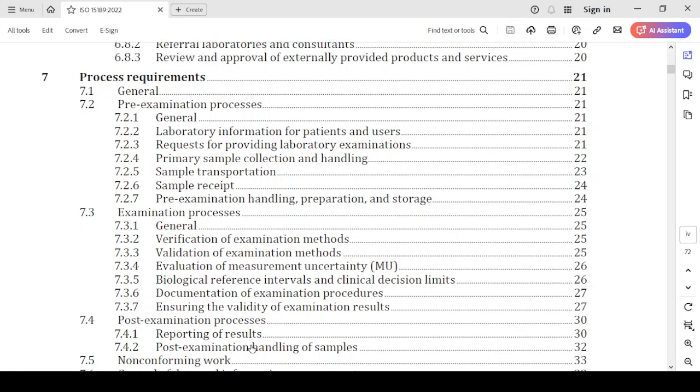Okay, I think I made a mistake in the beginning. It was 2003, 2007, and 2012. Those were the 3 previous editions. This is now edition 4, which is 2022. So in the previous versions, 2003 and 2007, they were talking about pre-analytical, analytical, and post-analytical. After 2012, so from 2012 and this one, we talk about pre-examination, examination, and post-examination.